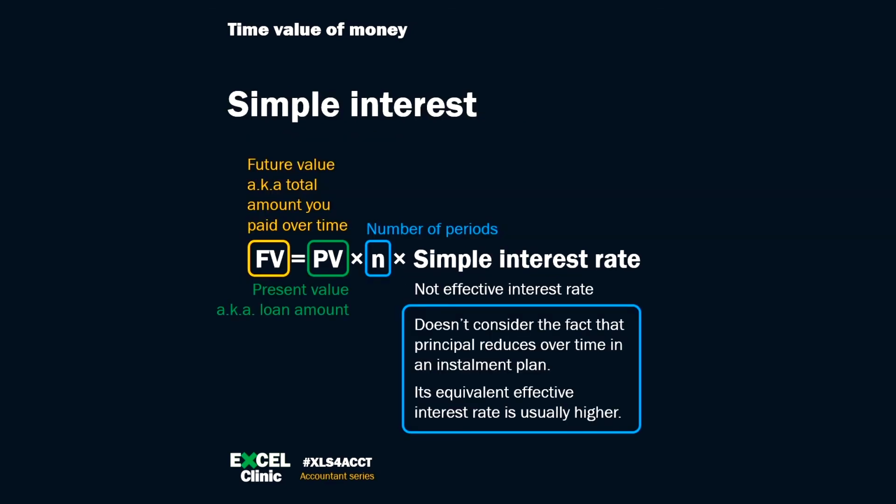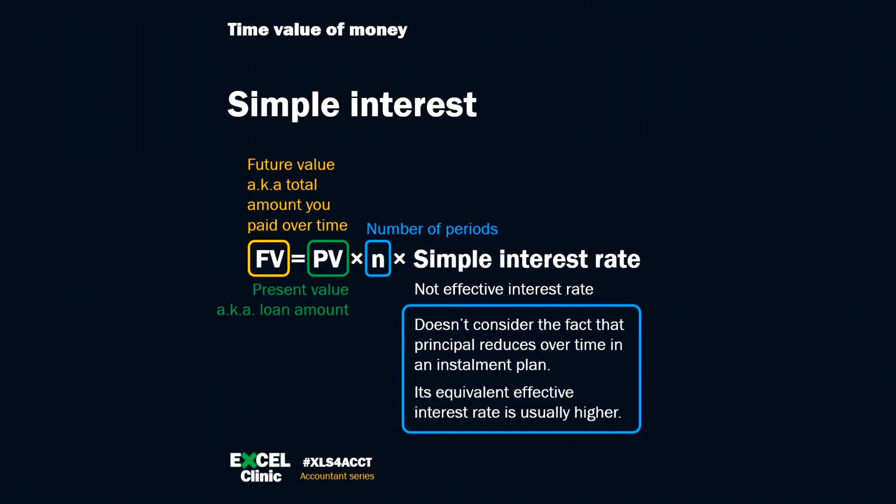One FYI, it is common in some installment plans that the interest rate quoted is not the annual effective interest rate and also not the nominal interest rate, but the simple interest rate. Simple interest rate is really simple. This is the formula. The total amount you will pay over the periods, or the future value, is just the product of the loan amount, number of periods, and the simple interest rate. But because of this computation method, its equivalent effective interest rate is usually higher than the simple interest rate. I believe there are good reasons why they present interest rates in this manner.